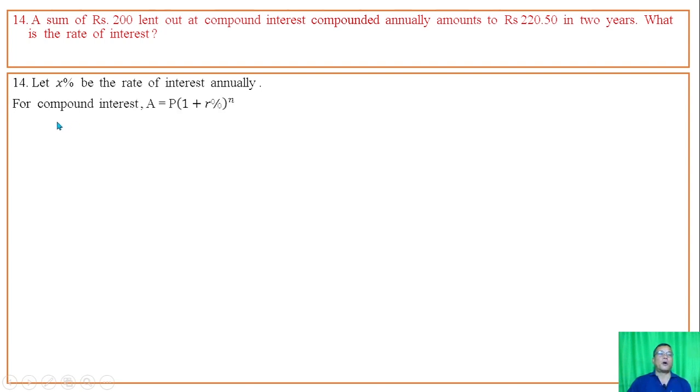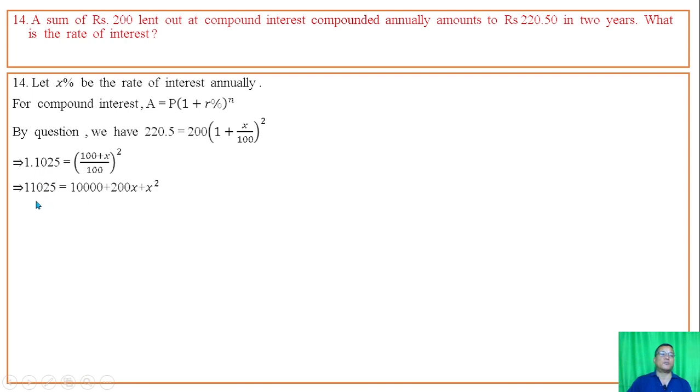For compound interest, the formula for amount is A equal to P times 1 plus r% whole to the power n. Putting the respective values according to the question, we have A is 220.5, P is 200, r is x, and n is 2 years. From 200 we have this from the sum of the whole 100 square; multiplying, then 100 plus x whole square.